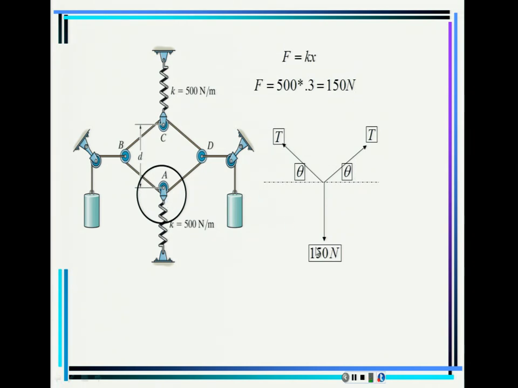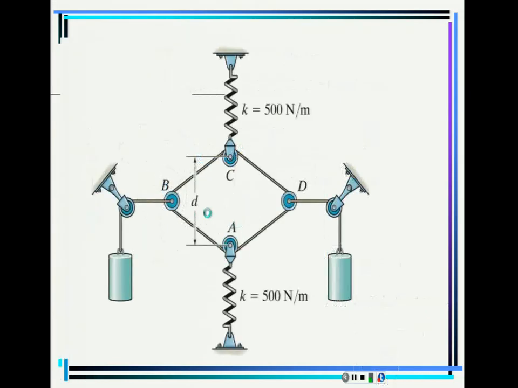But if I do summation of forces in Y, then I'm going to get that this T times sine theta plus this T times sine theta minus 150 equals 0, or 2T sine theta equal 150, or T is 75 divided by sine theta. And then we get an equation here with two unknowns because we don't know T and we don't know theta, but we're going to know that. Now let's go again to what we said before.